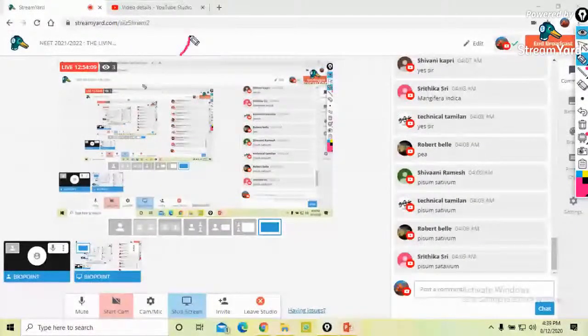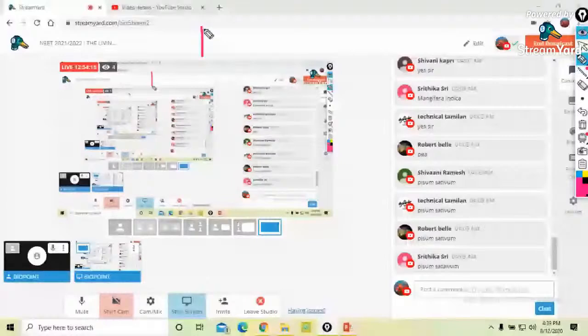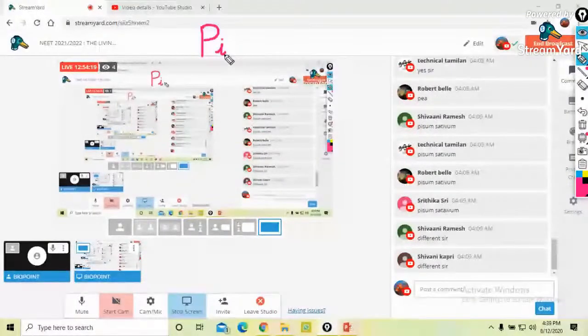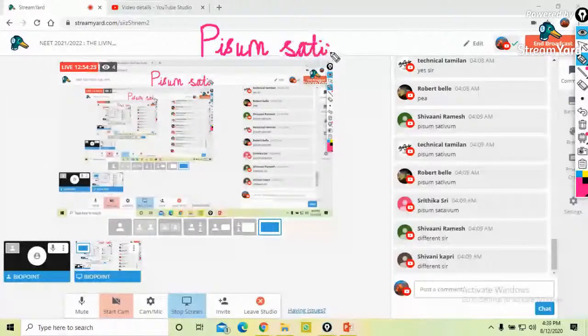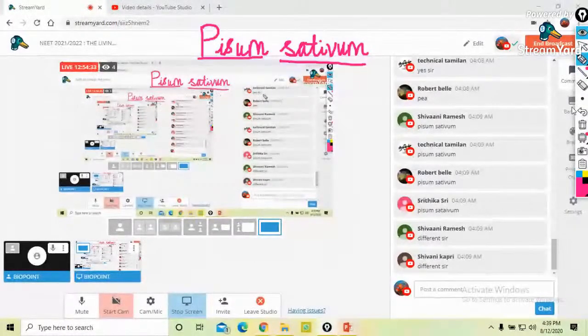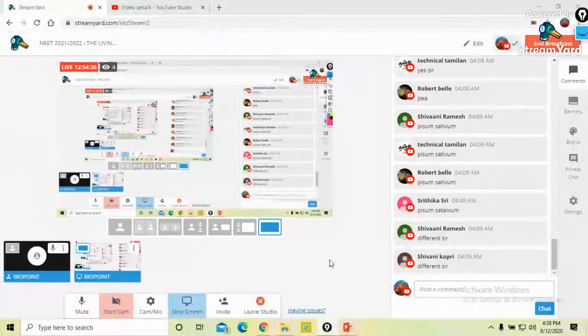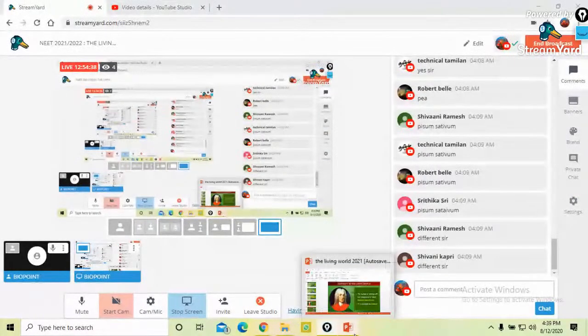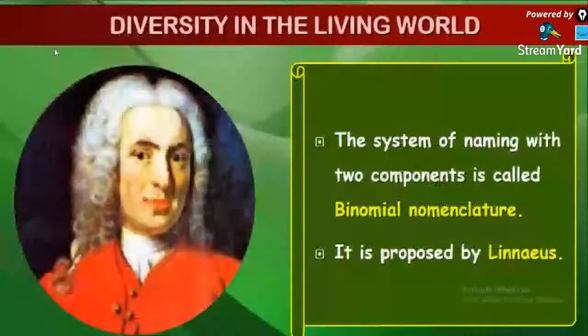It is Pisum sativum. But most of you have written it against the rules of nomenclature. When you are writing, the very first letter should be in capital and the second term should be in small letters. Pisum sativum. And since I am handwriting, I have to underline. I hope you learned this in your 10th standard in the chapter Heredity and Evolution. I don't know whether your teacher had taught you or not. Perfect. So binomial nomenclature was proposed by Carl Linnaeus.